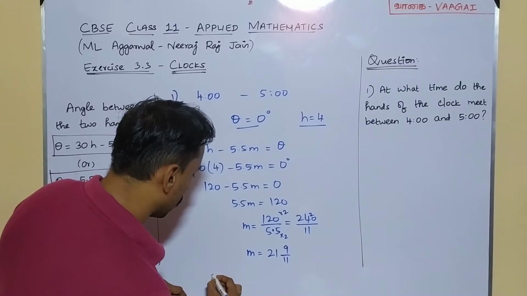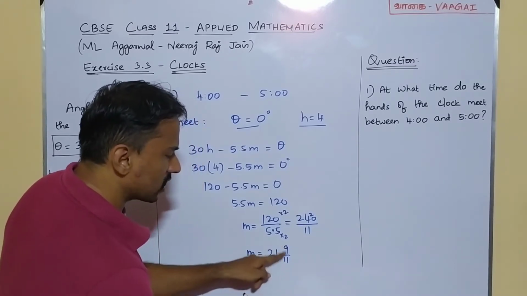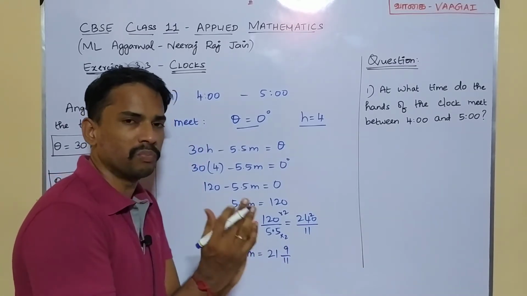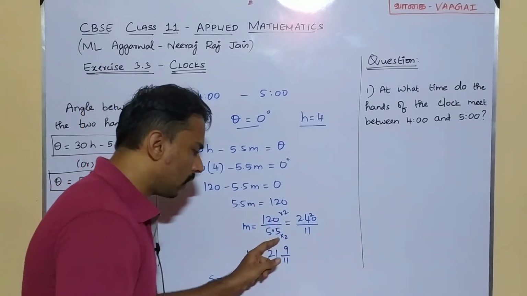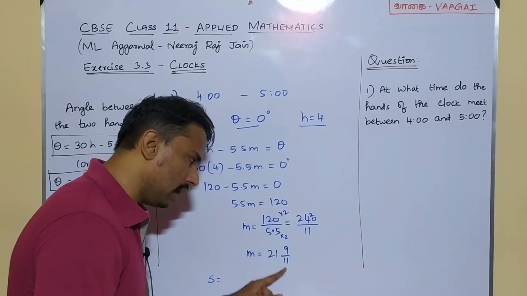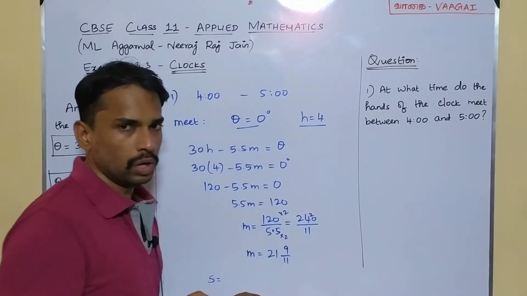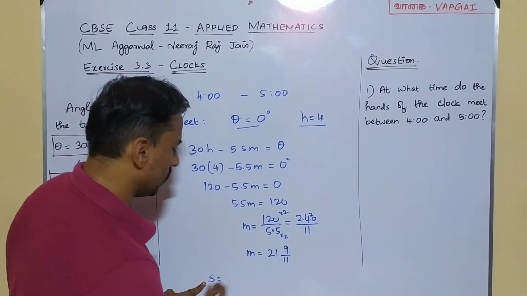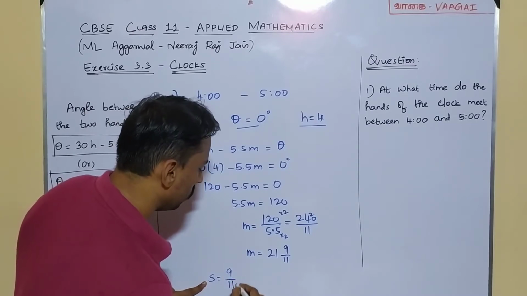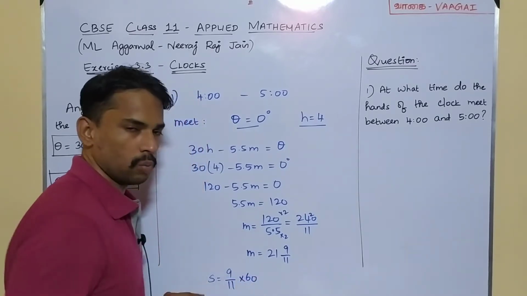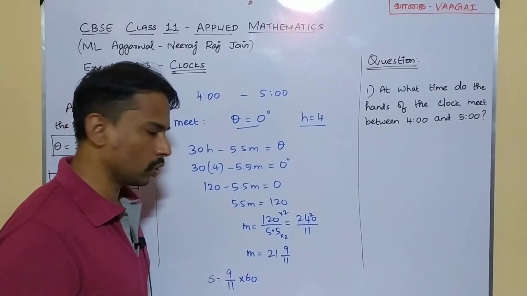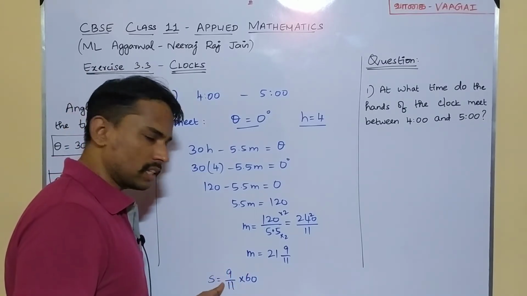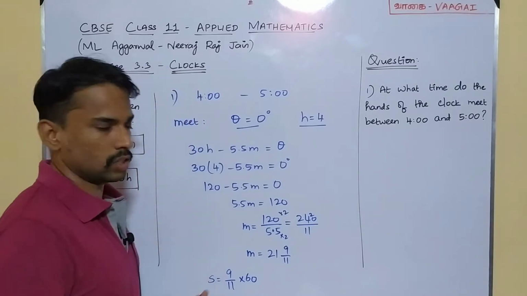So for the seconds calculation, take this fraction alone, because this 21 is a whole number of minutes, so 21 minutes is there, no problem. But this 9 by 11 fraction has to be converted into seconds. So seconds is equal to 9 by 11 multiplied by 60. Why? Because 1 minute is equal to 60 seconds. So to convert into seconds, I should multiply by 60.